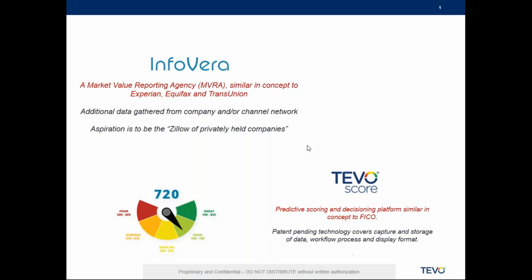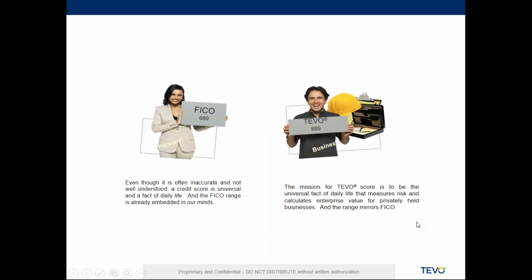And the primary function that we use is a tool called TiVo, which is, as you've said before, a scoring and decisioning platform, and it's similar in concept to FICO. Very quickly, I'm hoping you can see my screen here. FICO is universal. People know what it is. It's embedded into our minds. What TiVo does is measure the total enterprise value opportunity, and it measures risk, what we would call going concern risk. So it's not just financial risk, but a range of risk that's actually resident in a company.